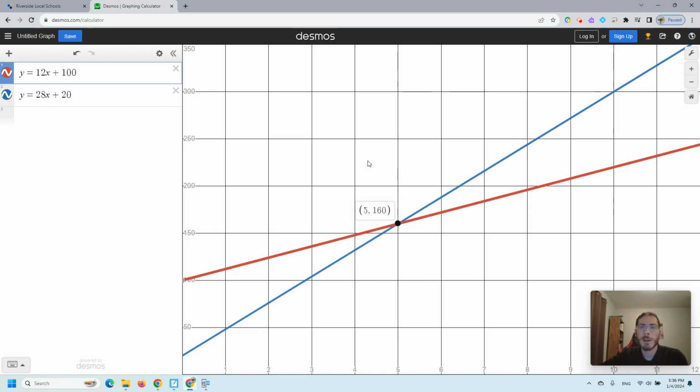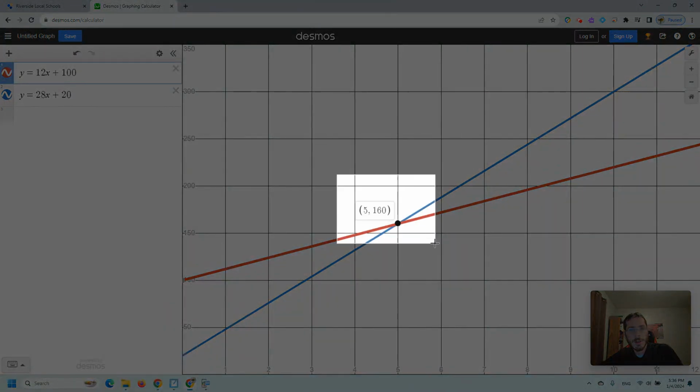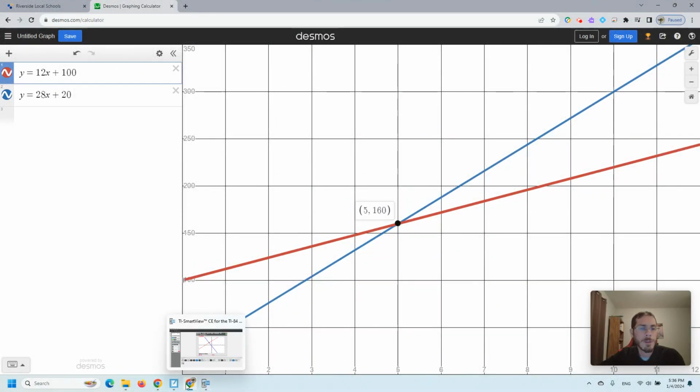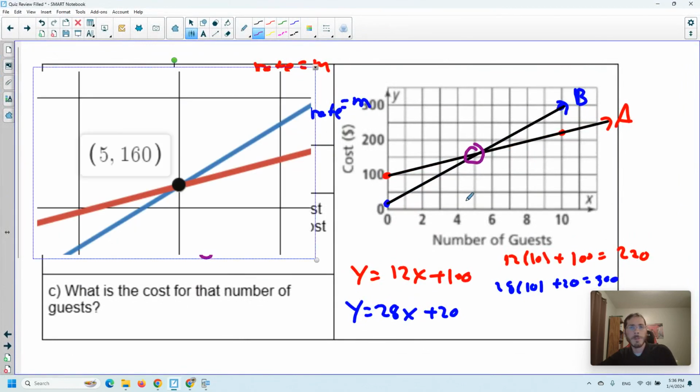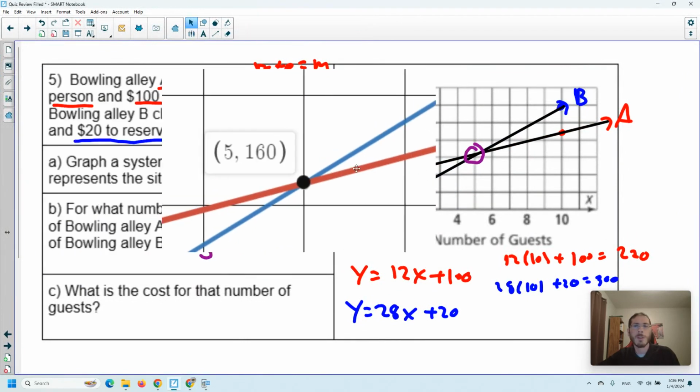So kind of like we talked about in class for those word problems, these numbers have meaning. So here it's the number of people, and that's the price. So it's $160. And we'll grab that. I'm going to just make it really small since we already have the big graph right here. That was bigger than I thought it was going to be.